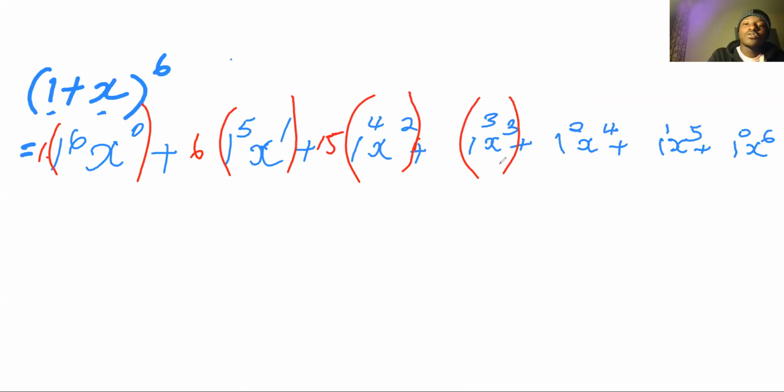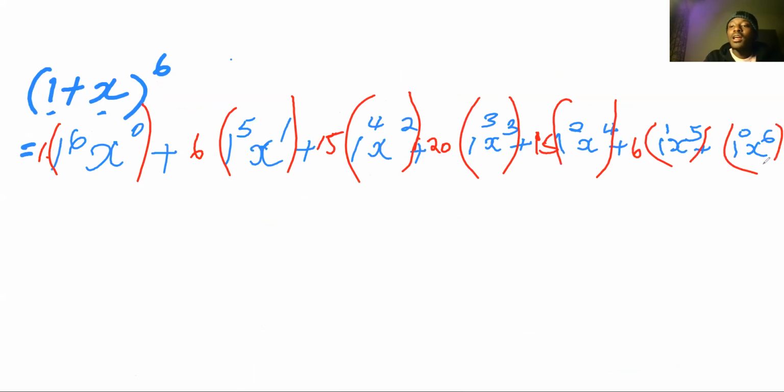The next one is 20. The next one is, sorry, that I hope we'll be able to see. The next one is what? 15. Then here it will be 6. Lastly, 1. So those are the coefficients.